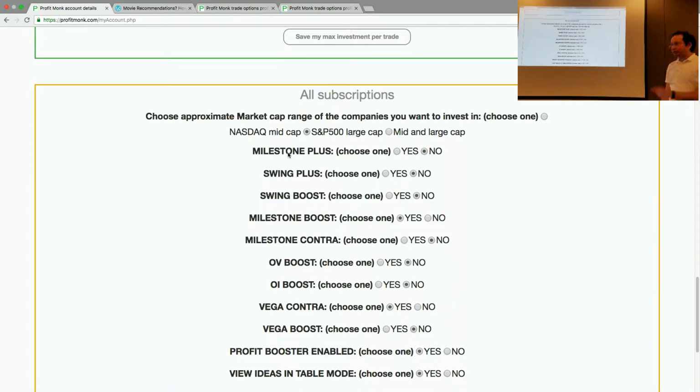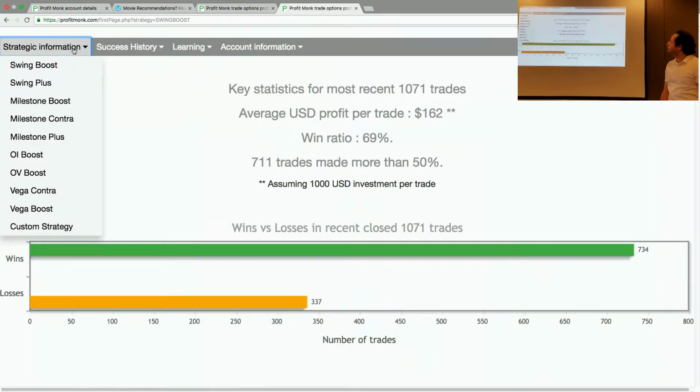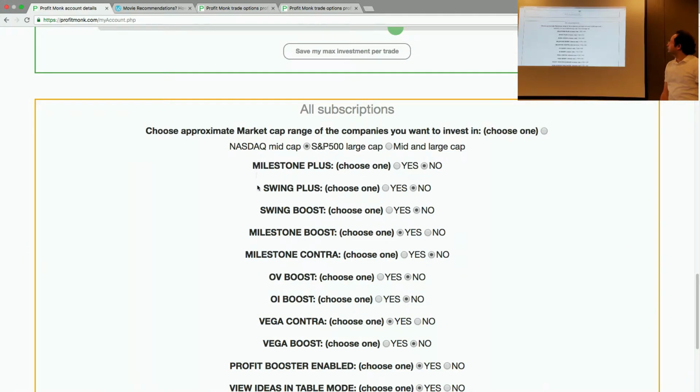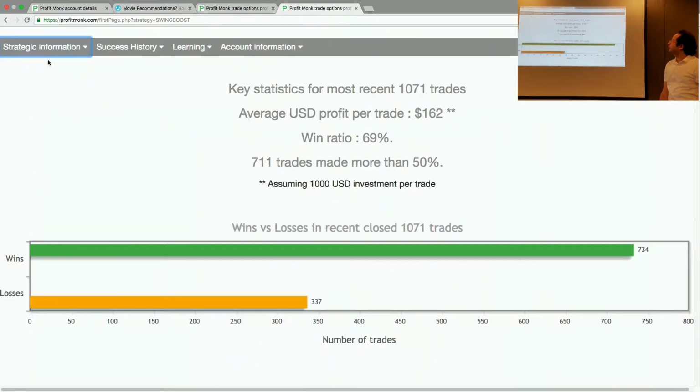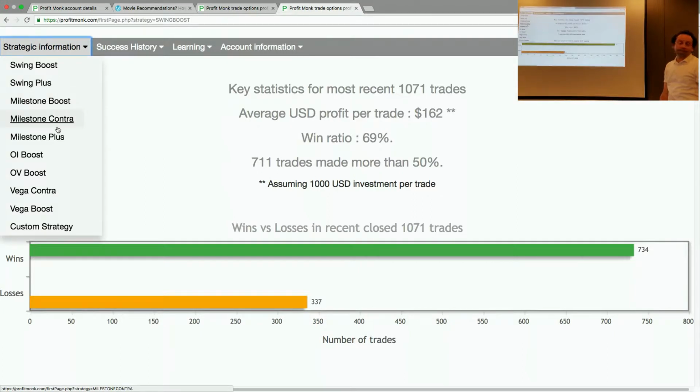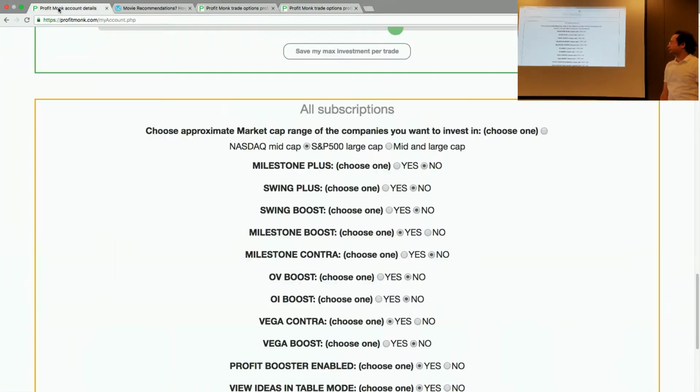What is all this? You were asking what all this is. Subscribe to XYZ milestone: these are names of all the strategies. Milestone plus, if you see it on the top, it's all these names. So these 10 names here will match this stuff here: milestone plus, swing boost, milestone boost. It will exactly match all this information here, all these elements. But right now there's no description.